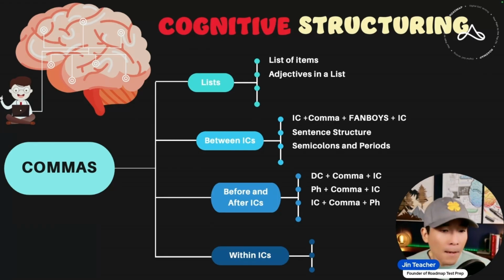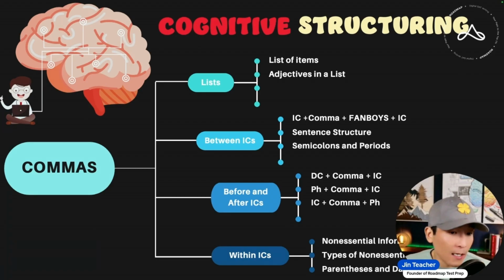And then lastly would be within independent clauses, right? So this is where we start to get into what's called non-essential information. We have to learn about the different types of non-essential information, and we can also group other punctuation marks that are used for the same purposes. So parentheses and dashes can also be used to create non-essential information in a sentence. Just like we can use 2 commas to separate non-essential information, we can use 2 parentheses or 2 dashes to separate non-essential information from the main sentence. So now we start to group other punctuation marks together too. First and foremost, you guys, cognitive structuring is the way that you want to learn comma rules.